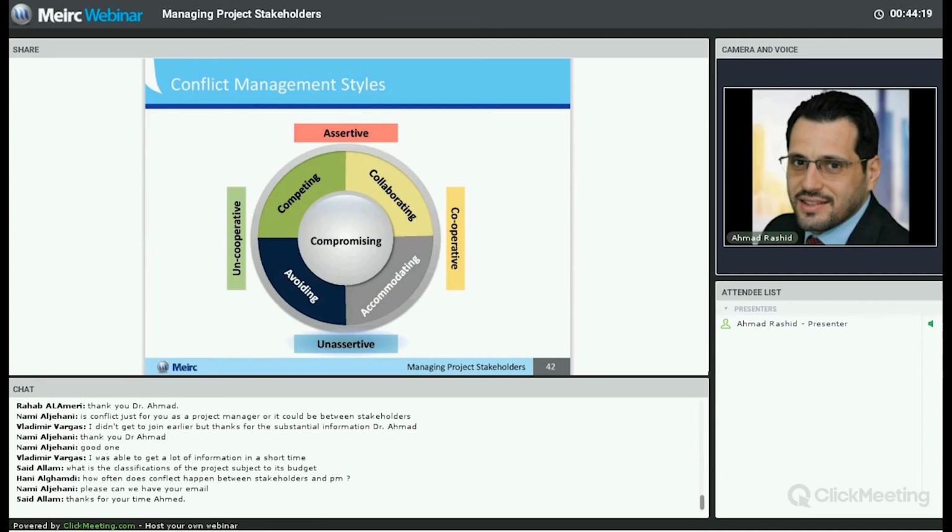Wallah, Hani, this is a very difficult question. How often does conflict happen between stakeholders and PM? If the PM lacks EQ and IQ, you can expect so many conflicts between them and stakeholders. When you have the right level of EQ, emotional quotient, and IQ, intelligence quotient, you are skilled in managing the conflicts, you can use different conflict resolution techniques, and definitely the frequency of the conflicts will drop down.